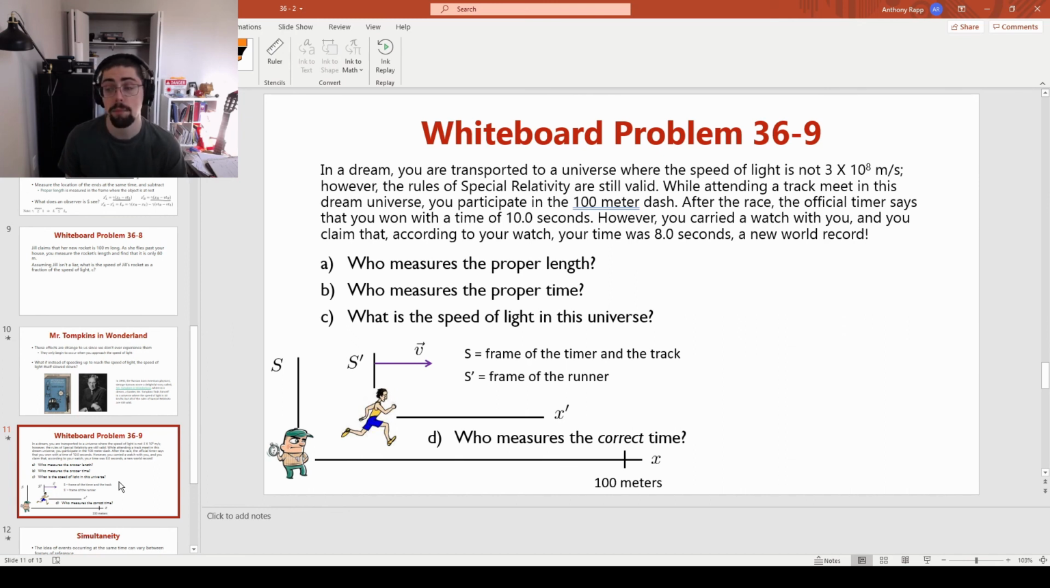We can calculate the speed limit of the universe based on this. This is kind of a fun thing. We do have one thing that we can actually measure here. But then who do you say measures the correct time? Going piece by piece, who measures the proper length? The proper length is the length of the track. You are currently moving. The track is not. So the timekeeper is the person that's actually going to measure the proper length. You, being the one moving from your reference frame, are going to measure the proper time.